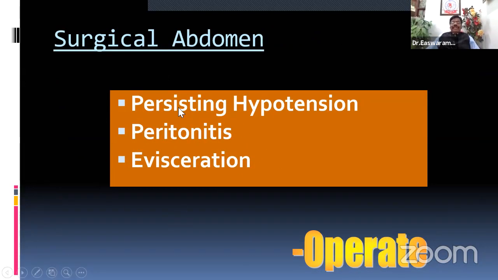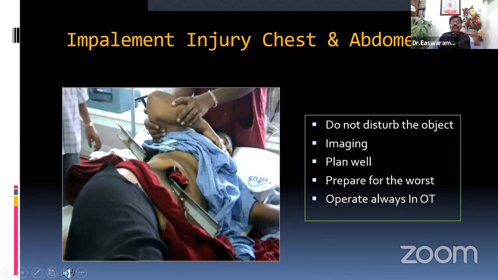So if the patient clinically has peritonitis, or bowel hanging out, or omentum coming out, or a patient has persisting hypotension, don't wait. Don't wait for a CT scan. Immediately go for surgery. Things like this are very rare, but you'll see once in a lifetime. So, impalement injury like this.